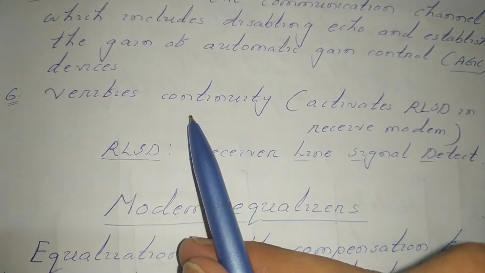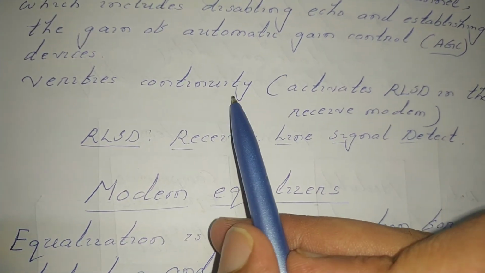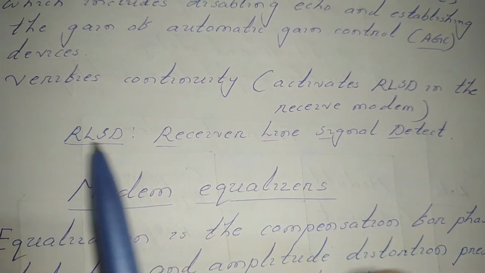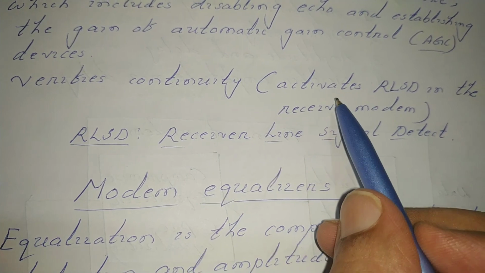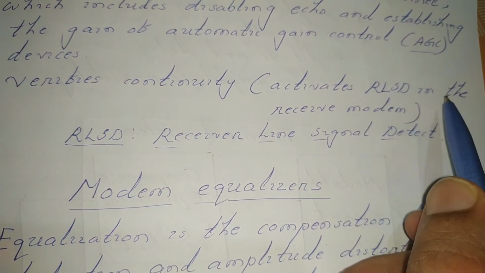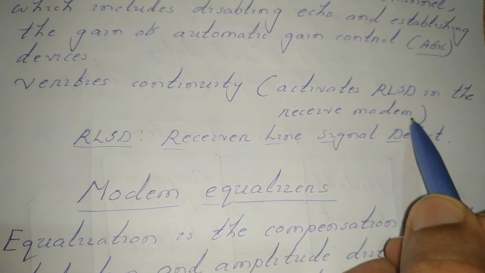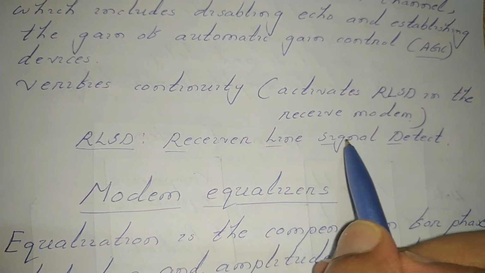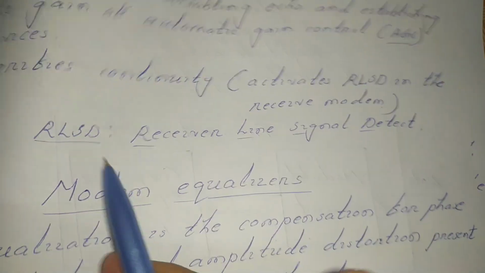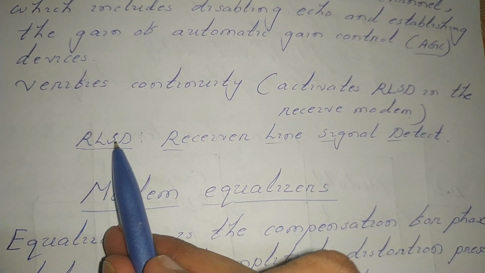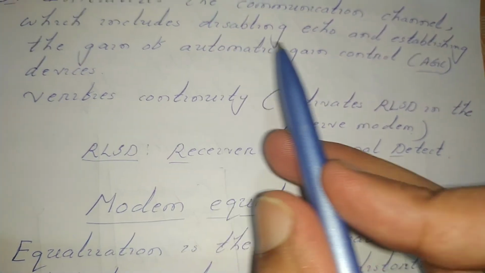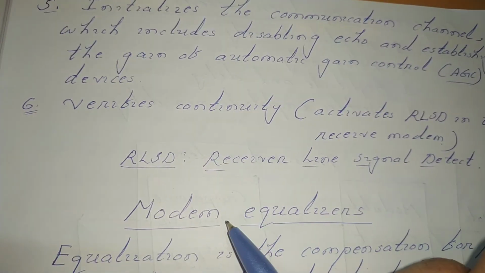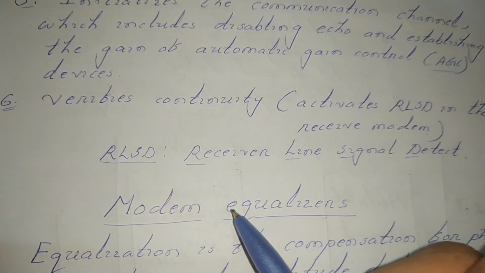Then the last function is that it will verify the continuity, whether the signal is in a continuous manner or not. It activates the RLSD in the receiver part of the modem. RLSD is what? Receiver line signal detect. So no need to know about the detail, just know these are the different functions of your training sequence.